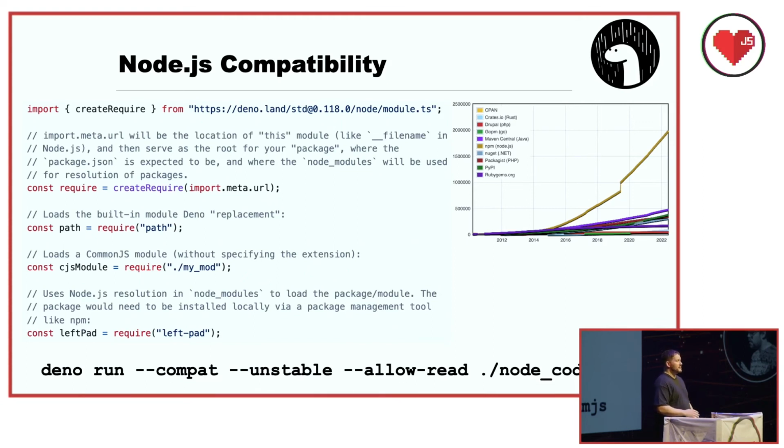It is still listed as an unstable feature technically, so you'll need the --unstable flag. And if you want to use any CommonJS, like the require function to read from the file system, you will need to specify allow read. The code example here is just taken from the docs. It lets you import the Node.js compatibility module with a createRequire function. You use that to create your own require, similar to how Node gives you. And then you can require path, you can require local files, you could even require left-pad if you really wanted to.